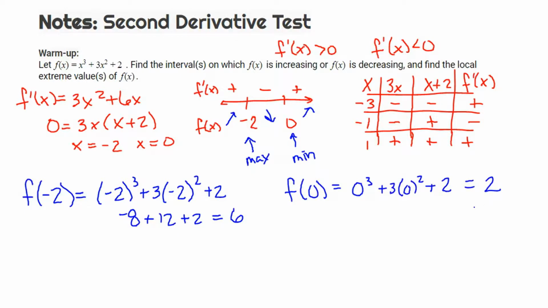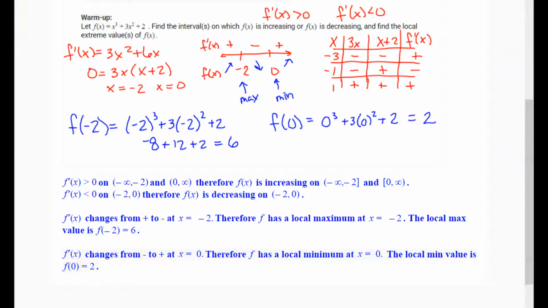So let's summarize for this problem. Be sure to pause the video to make sure that you have absorbed all of this information. But it says here, our f prime is greater than 0 on these two intervals. Therefore, f of x is increasing on those intervals. Likewise, when we have a negative derivative, we have f of x is decreasing.